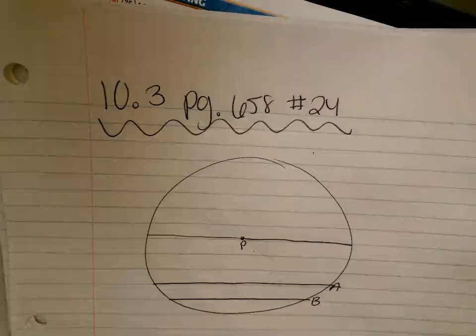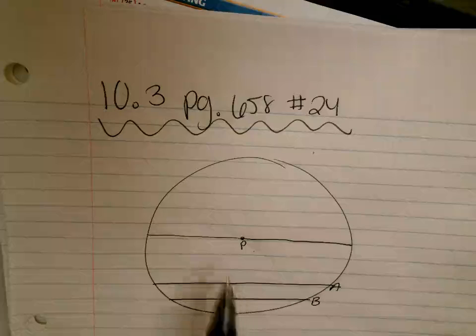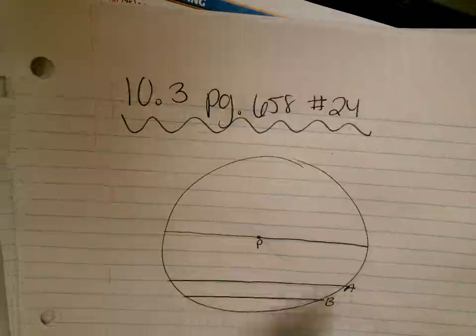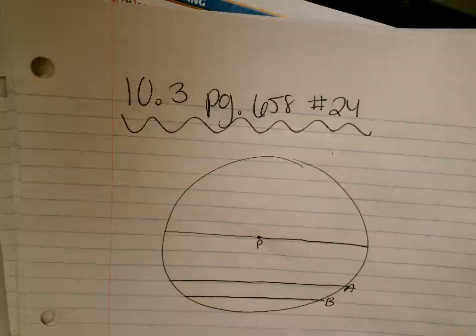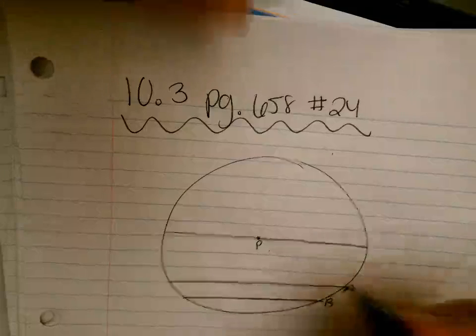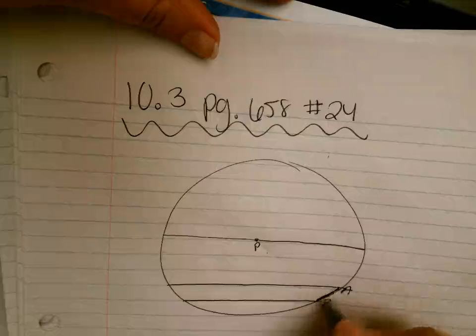It says encircle P below, the lengths of the parallel chords A and B, of all three chords, are 20, 16, and 12. Find the measure of arc AB. Okay, so we are looking for this measure right here.